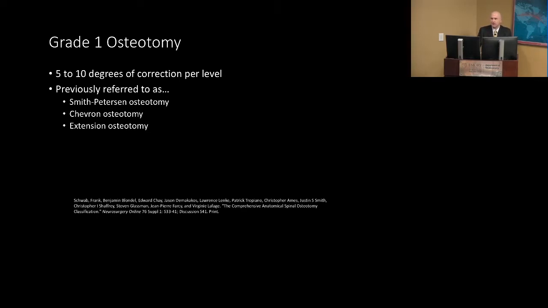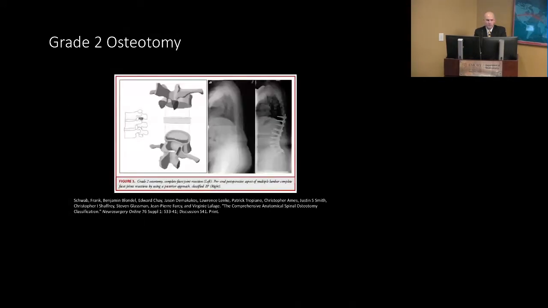You can expect about a 5-degree to 10-degree correction per level. It's probably going to be closer to that 5-degree number. And like I said, previously referred to as a Smith-Peterson, chevron, or an extension osteotomy.